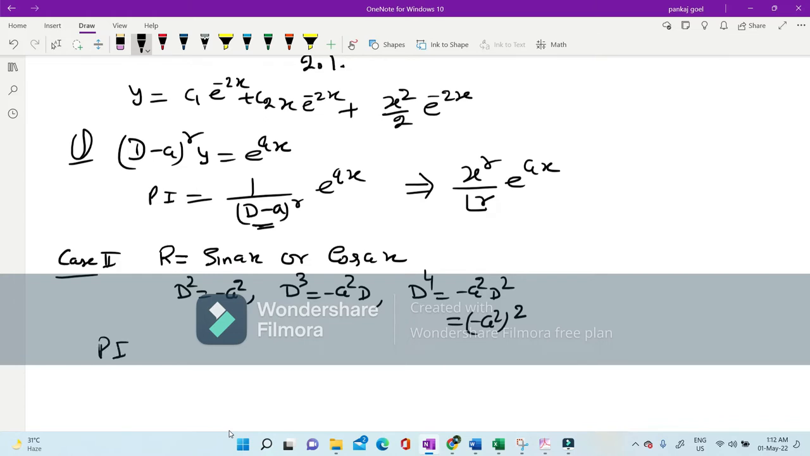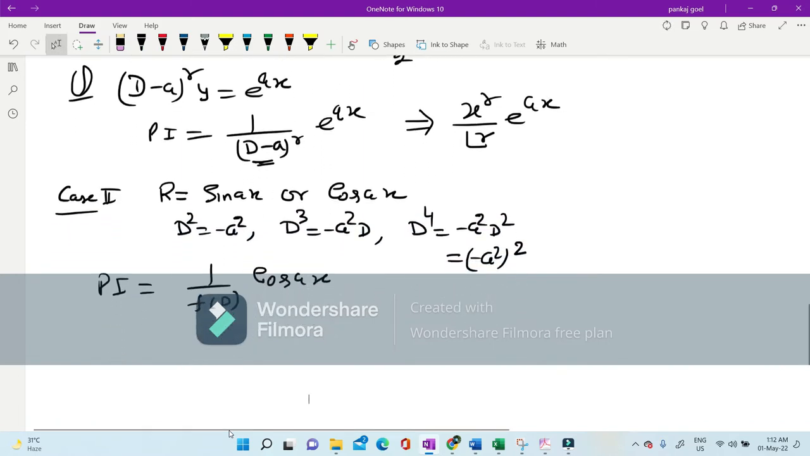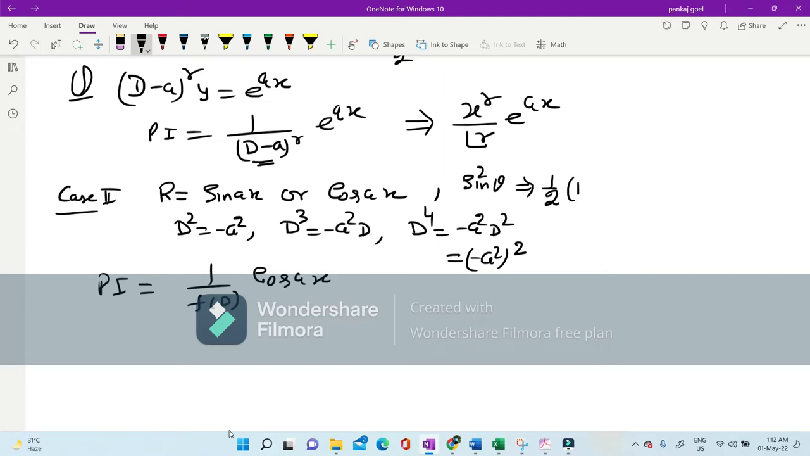So when we write all the values here, the PI is 1 upon f of d, let us suppose cos ax. For both sin ax and cos ax, the rule will be the same. If there is any power of this trigonometric function, for example sin square theta, convert all these into linear terms. So we can write sin square theta as 1 by 2, and this is (1 minus cos 2 theta), like this.